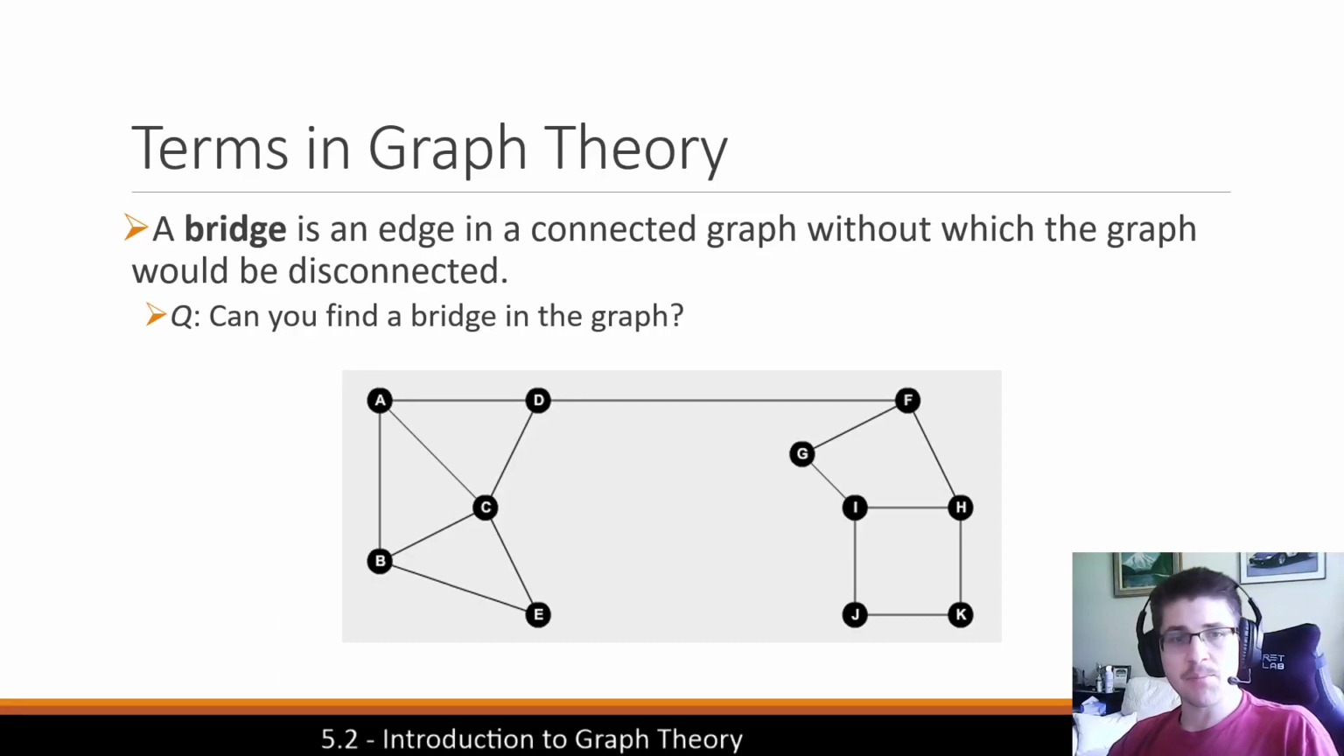A bridge in a graph theory problem would be described as an edge in a connected graph without which the graph would be disconnected. So it's sort of like a vital connecting edge: if you don't have it, your graph falls apart.